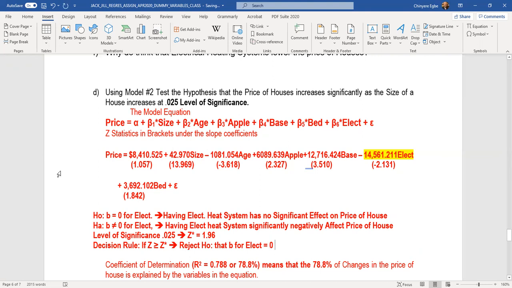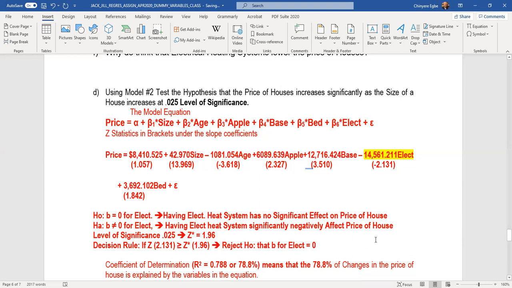Okay, we reject the null hypothesis that B for the electrical system is 0. So we are rejecting the null hypothesis that the heat system has no significant effect on price. All right, and what is Z? The Z here is 2.131, and Z star is 1.96.